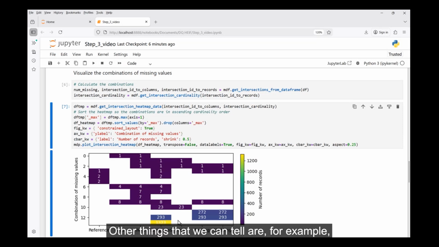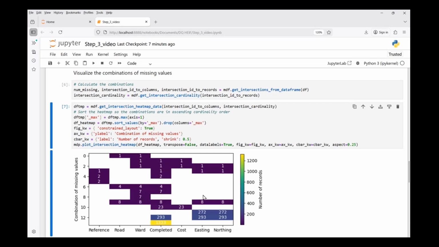Other things that we can tell are, for example, that if the road is missing, then the ward is also missing, but the converse is not always true. So that's tabular data. Let's go on to longitudinal data.